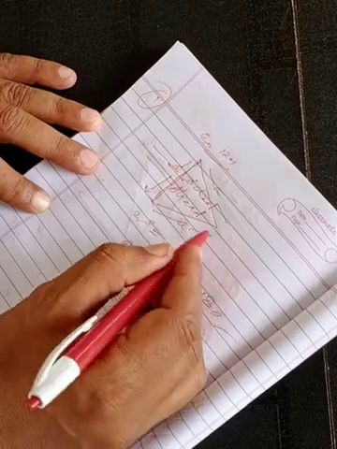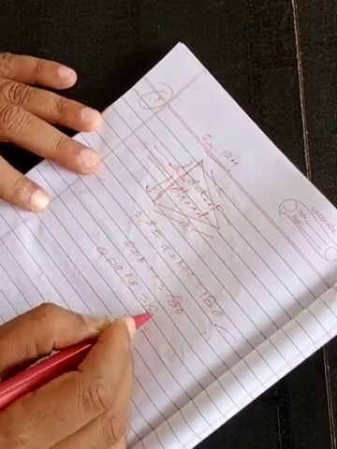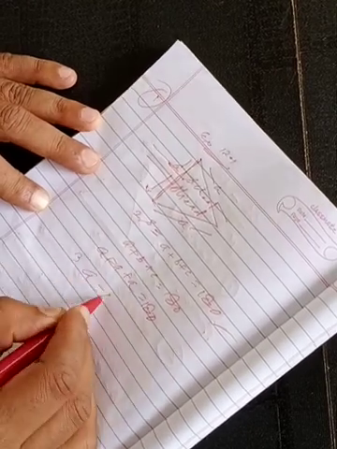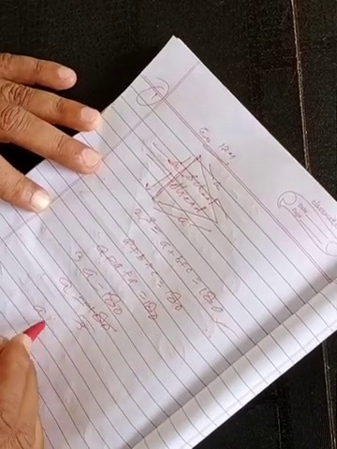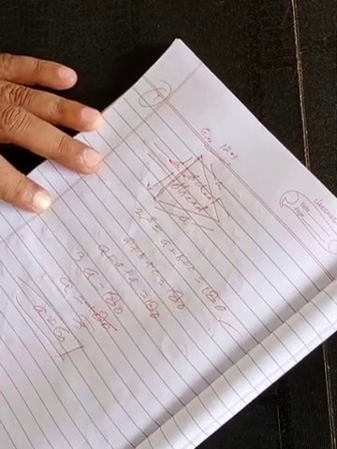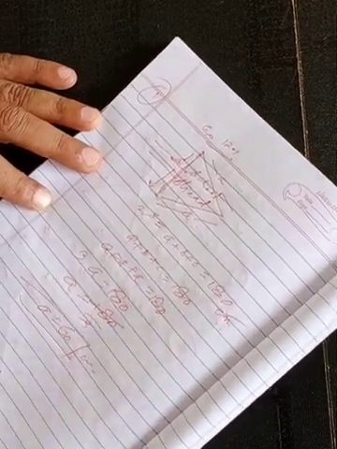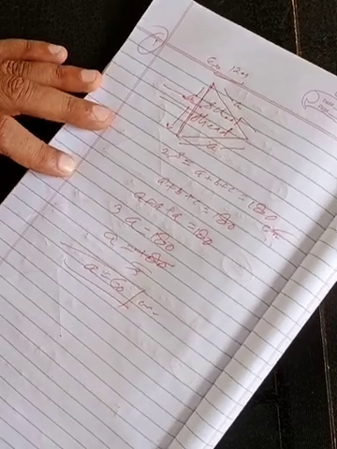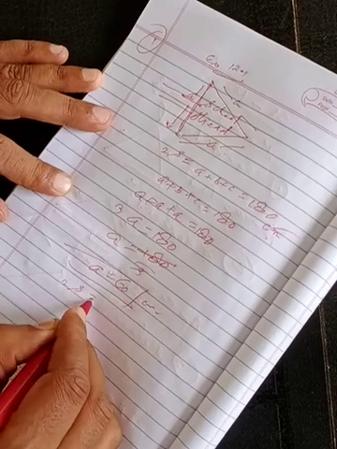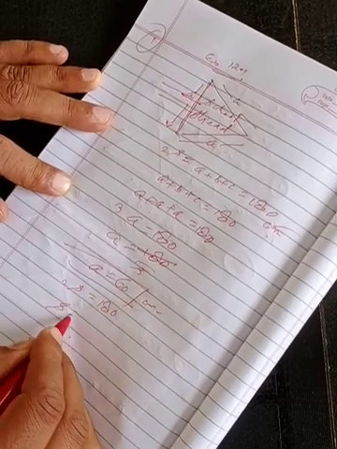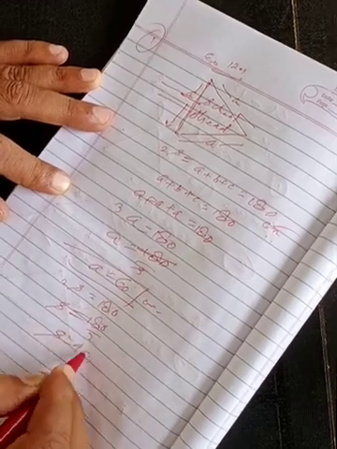All the sides are equal, so a plus a plus a is 180. So 3a is equal to 180, and a will be 180 upon 3, so 60 is coming. It is 60 centimeter, because the perimeter is in centimeter, so it will also come in centimeter. So all its sides are 60 centimeter. 2s is 180, so s will be 180 upon 2, so s will be 90.